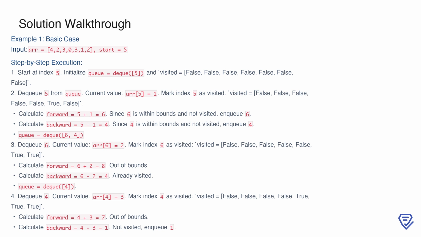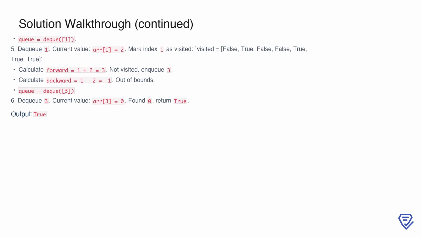Next, we dequeue index 6, where the value is 2. Marking index 6 as visited, we calculate forward to index 8, which is out of bounds, and backward to index 4, but it's already visited. Thus, only index 4 remains in the queue. Dequeuing index 4, we find the value 3. After marking it as visited, forward moves to index 7, which is out of bounds, and backward moves to index 1, which is unvisited, so we enqueue index 1. Now the queue contains only index 1.